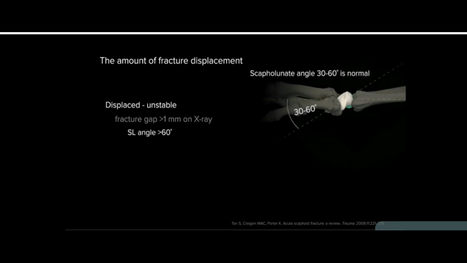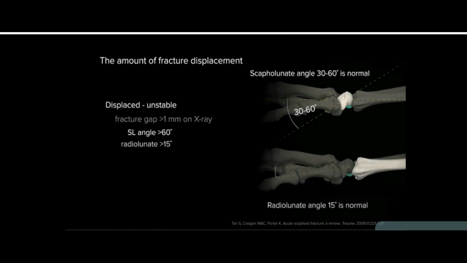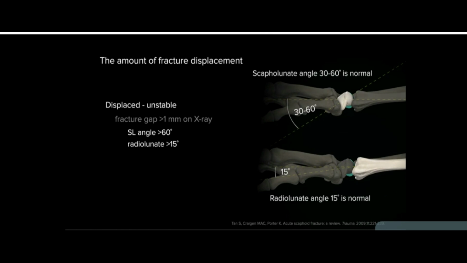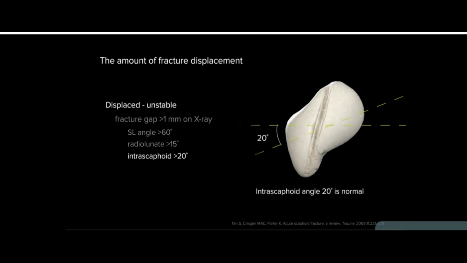Scapholunate angle greater than 60 degrees, normally 30 to 60 degrees. Radiolunate angle greater than 15 degrees, or an intrascaphoid angle greater than 20 degrees.